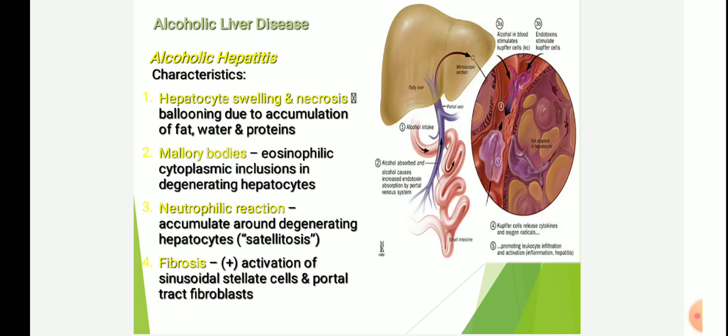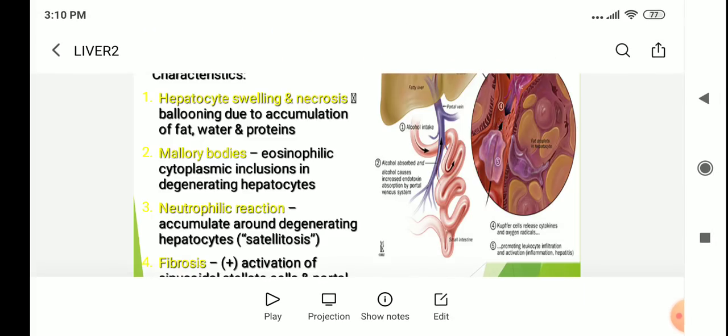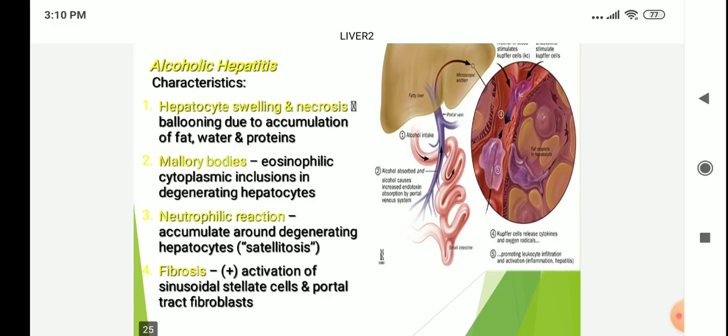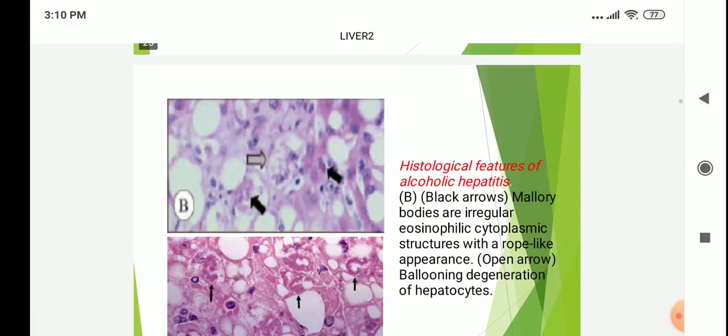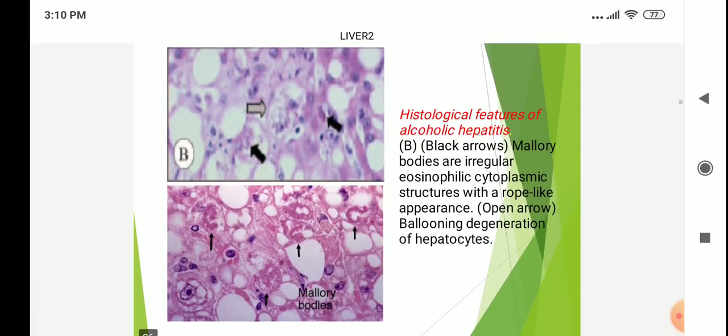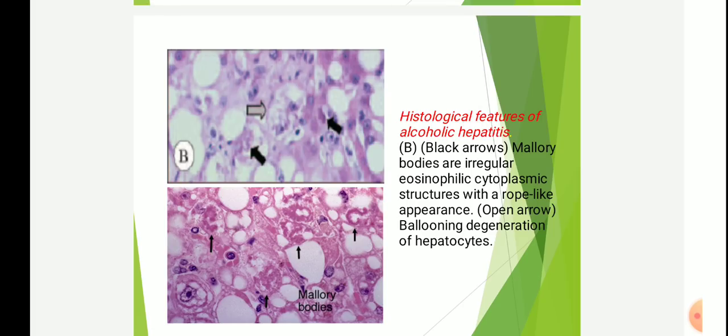There could be fibrosis, that is the last stage, the last step in a case of alcoholic liver disease. So this is a microscopic view here for this particular ballooning degeneration. So Mallory bodies, that is eosinophilic inclusions in the cytoplasm of these particular hepatocytes.